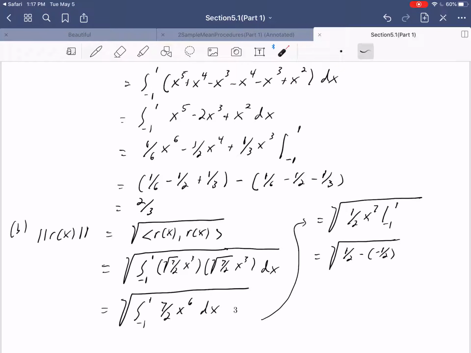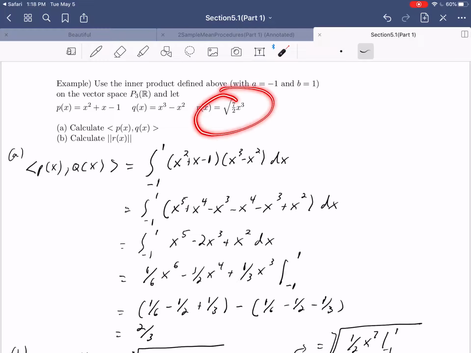Of course, again, when we plug in negative 1, since that's an odd exponent, it actually will be negative. And looks like then we should get the square root of 1, which is 1. So the norm, or the magnitude of r of x, is equal to 1. Now, that's sort of interesting, because what that basically tells us is that this weird-looking polynomial, r of x equals the square root of 7 halves x cubed, is actually a unit vector in this inner product space.